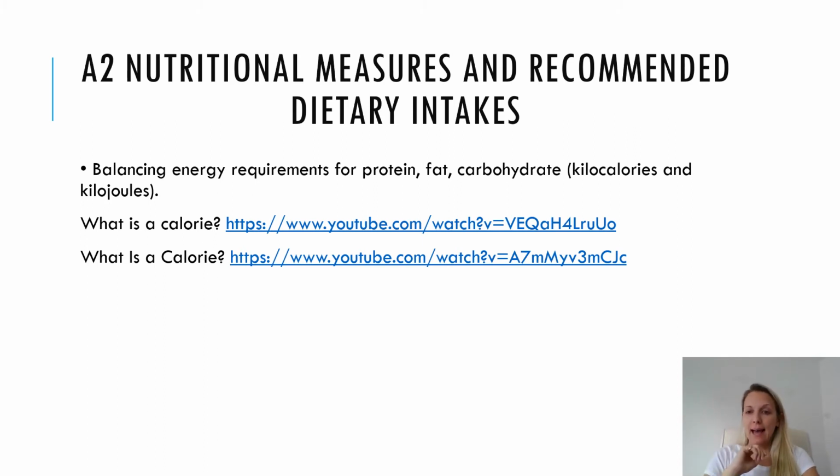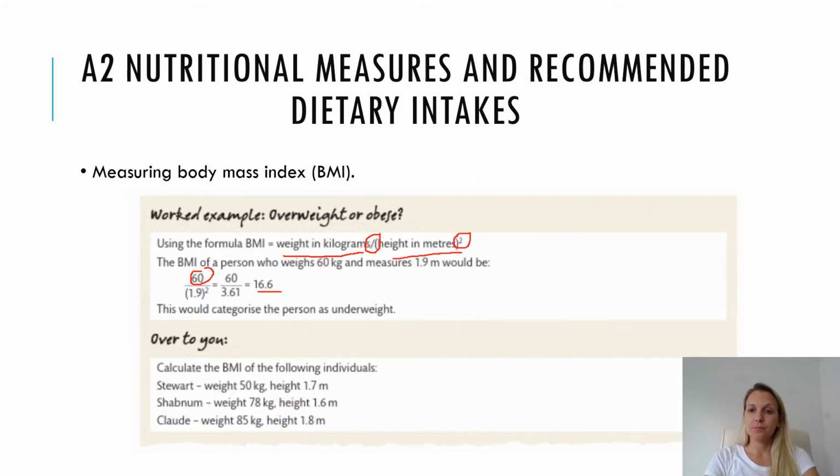What is a calorie? And then once we've figured out how many calories we should be having, we then need to be looking at, well, if we're eating a set amount a day, we should be healthy, right? If we're eating 2,000 calories a day, women, that means we should be about the right weight. Well, how do we know if we're the right weight or not? So again, on page 470, we've got this example of how to measure weight, how to measure your BMI.